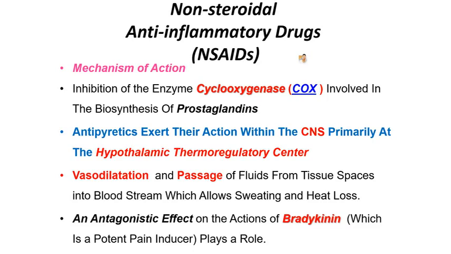Some antipyretic drugs related to non-steroidal anti-inflammatory drugs exert their action mainly by having a CNS effect, acting at the level of the hypothalamic thermoregulatory centers. They also have an antagonistic effect at the level of bradykinin, which is a potent pain inducer.